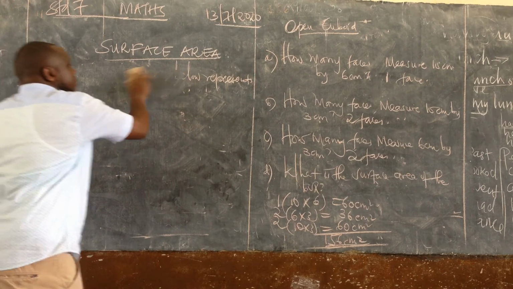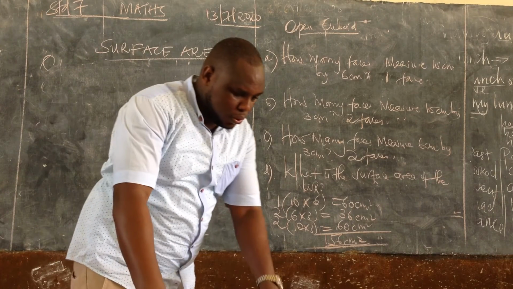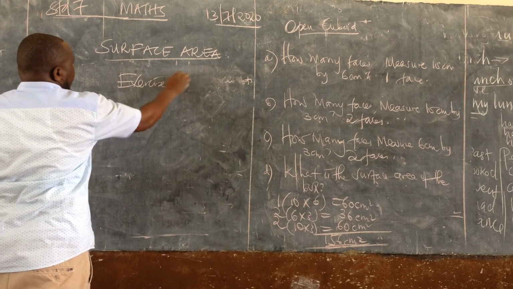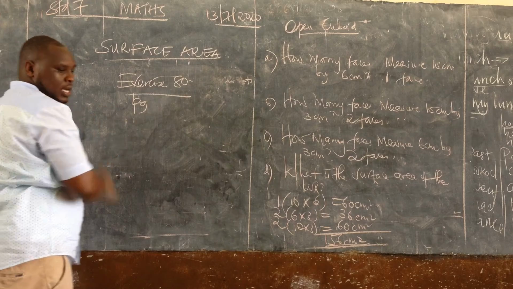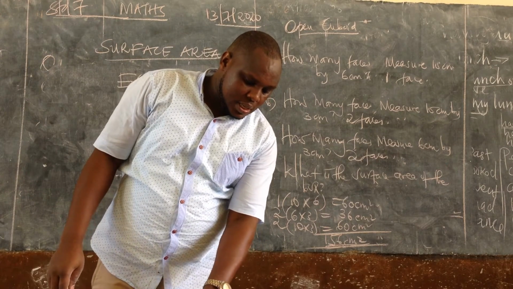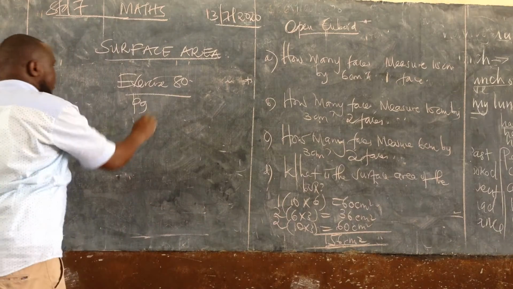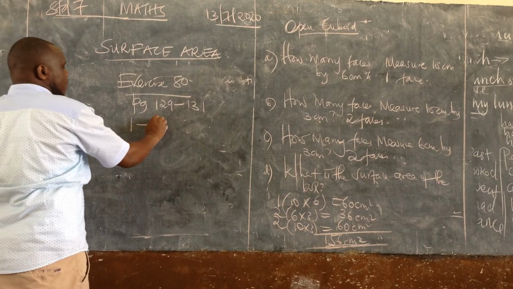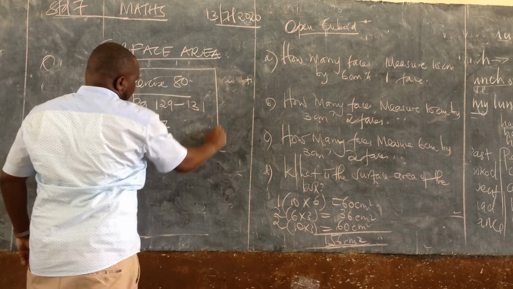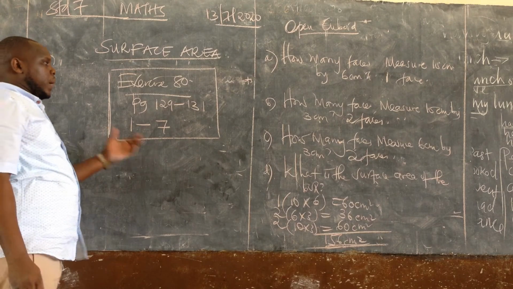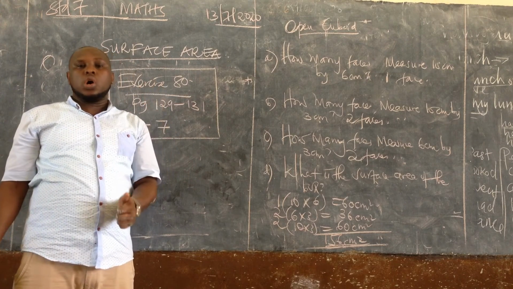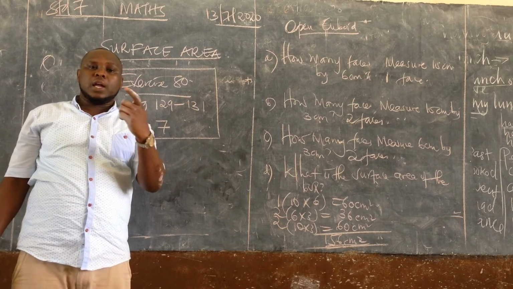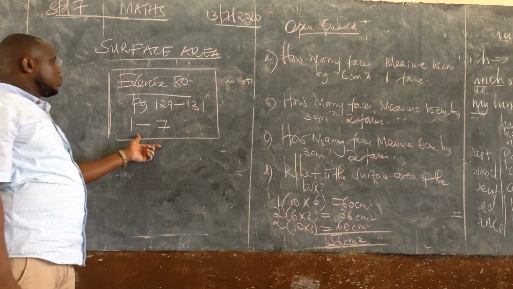So I want to give you work before I leave. I want to give you exercise 80. Exercise 80 is on pages 129 to 131. The questions run from question number 1 to 7, but most of them contain parts A, B, C. So I need you to do this work very well. Draw the diagrams where necessary. They will assist you to know which faces are there and which ones are not there. So do it so well.